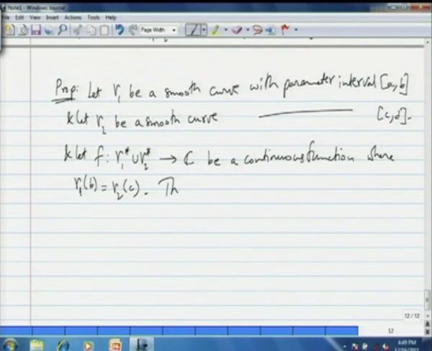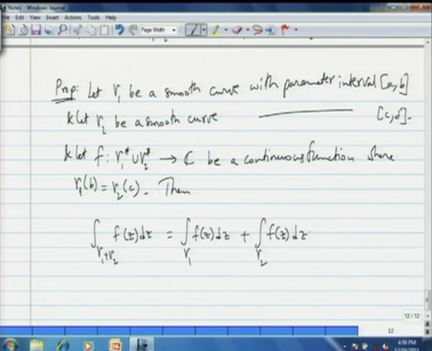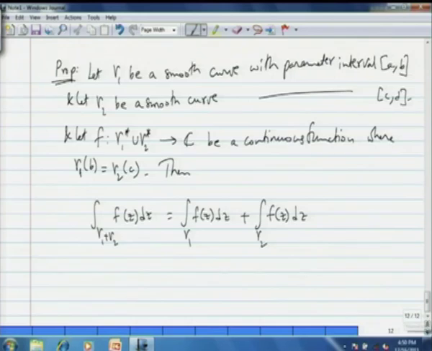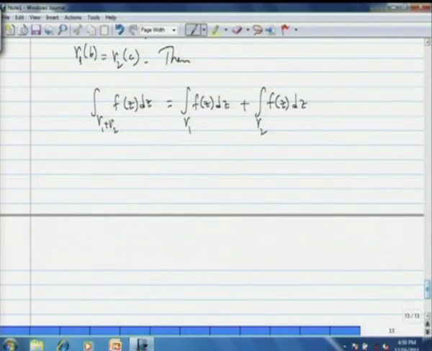Okay. Then the conclusion is that the contour integral of f on the join of gamma 1 and gamma 2 is indeed equal to the contour integral of f on gamma 1 plus the contour integral of f on gamma 2. Okay. And the proof involves the fact that you can shift the parameter interval and yet get the same value of the contour integration. Okay. So, recall gamma 1 plus gamma 2 is defined in a certain way.